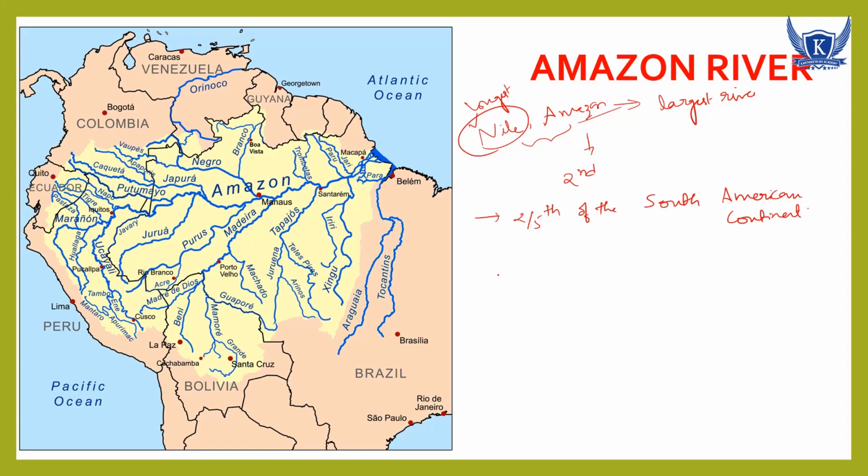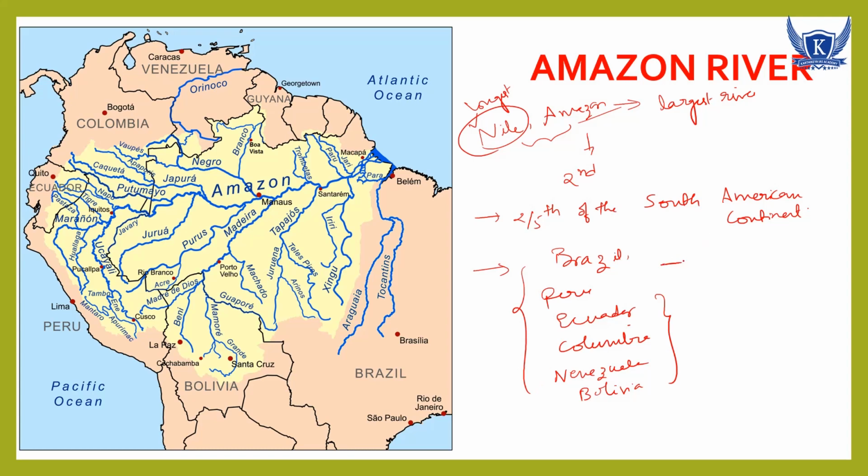If you see, the watershed spans into Brazil, Peru, Ecuador, Colombia, Venezuela, Bolivia. So the watershed of this river spans in these 6 countries.